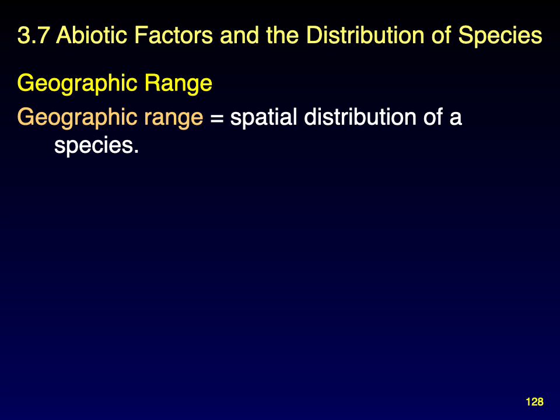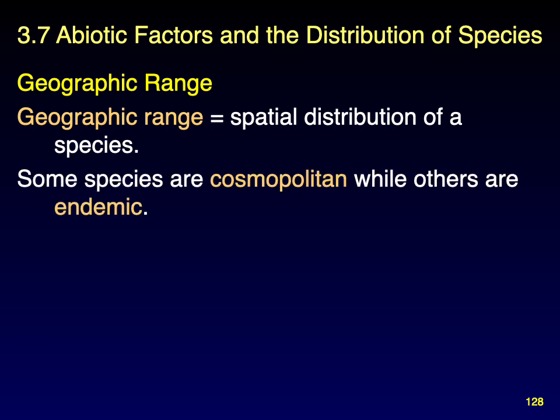And let's begin with the concept of geographic range. Geographic range is simply the spatial distribution of species. Where are they found on the Earth? Whether they're ground-dwelling creatures living on the Earth's surface, or even flying in the atmosphere. Some species have a very large geographic range, and if they have a large geographic range, we refer to them as cosmopolitan species. While other species may only have a small geographic range, and we call these species endemic.